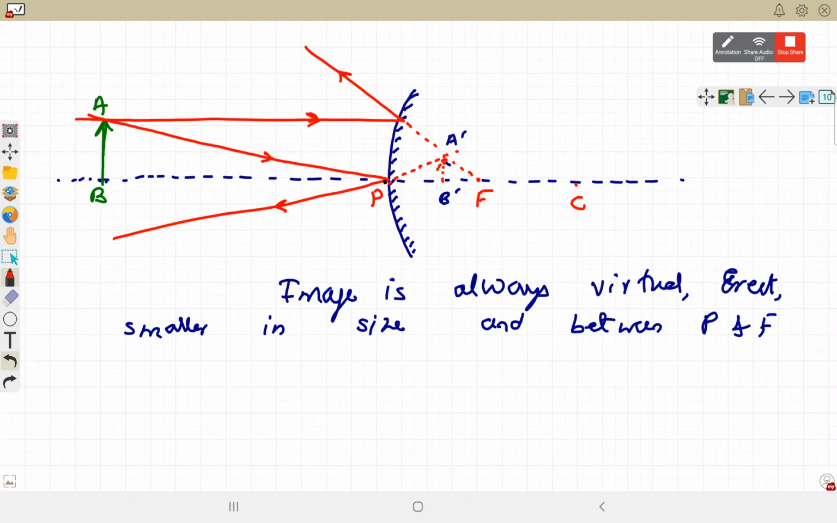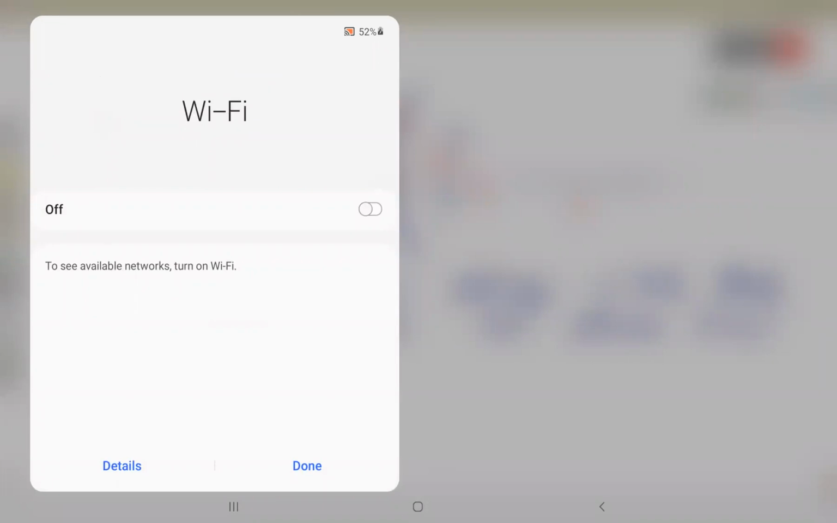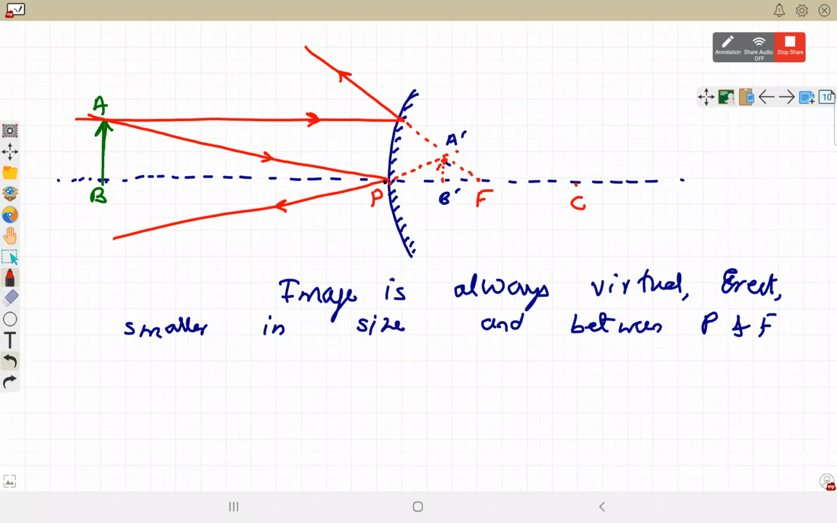सर आपकी आवाज क्रैक करके आ रही है। Vikramaditya, yes sir, now is it coming? Yes, sir.